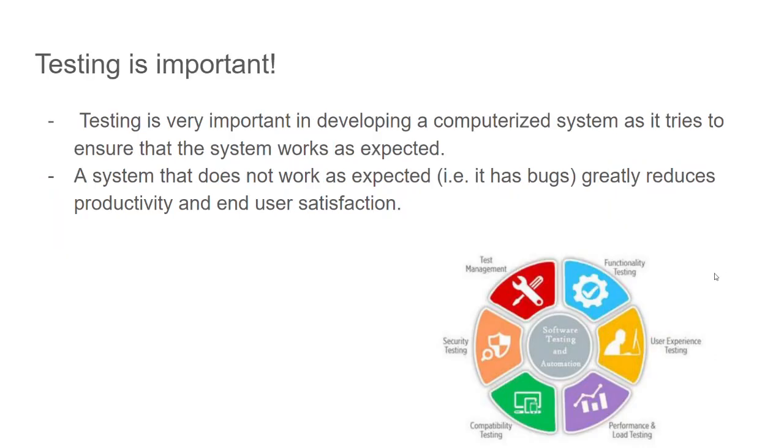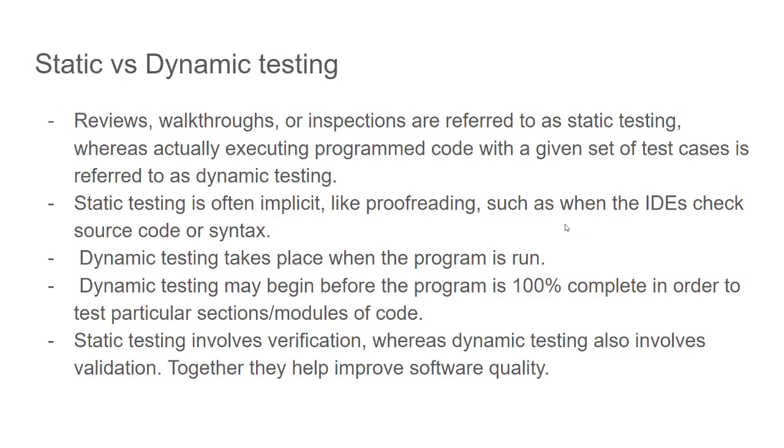As I said, testing is always important. This is how we do the testing in computer science. What are the various aspects we need to test? We need to test the management, security, compatibility, performance, user experience, and functionality. Here are some examples of testing: static testing and dynamic testing. Static testing is like only specific parts are tested, like reviews or walkthroughs or inspections. Dynamic is like the code is run. For dynamic testing, the code has to be complete.